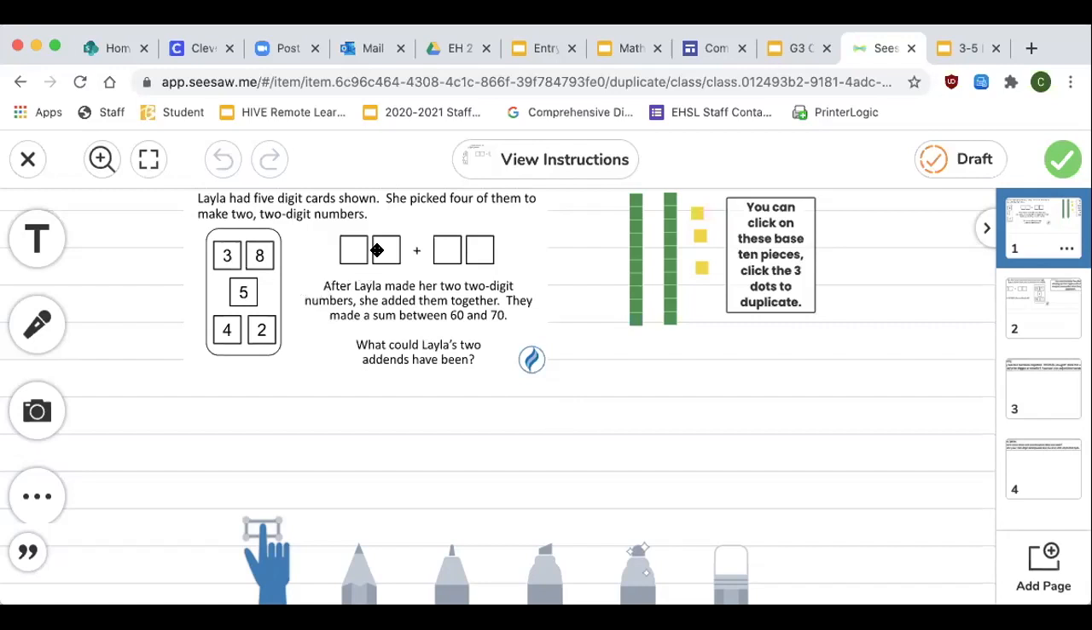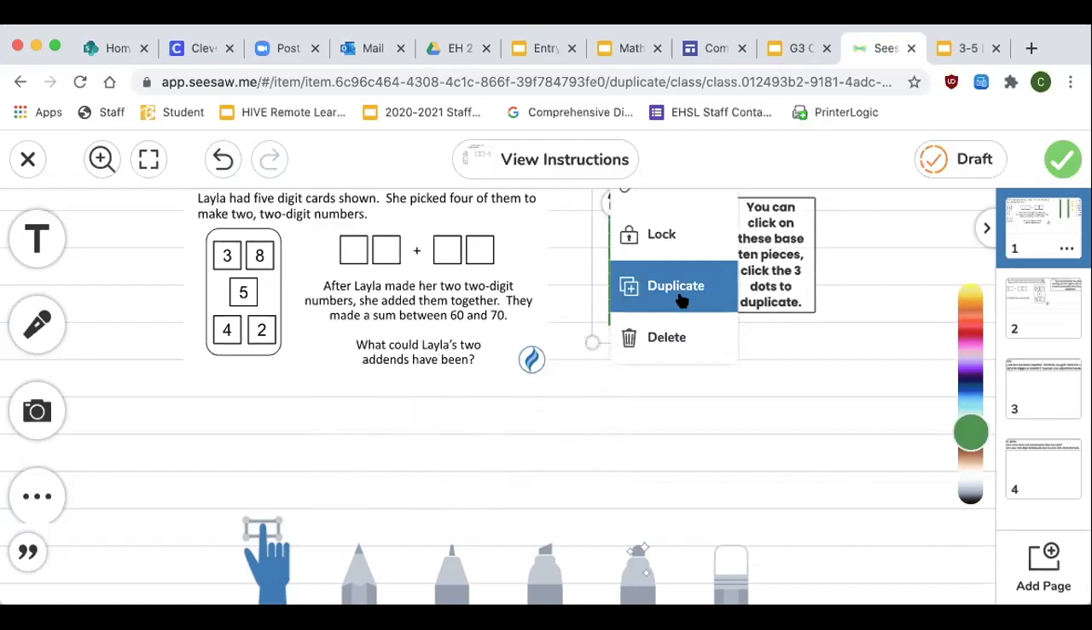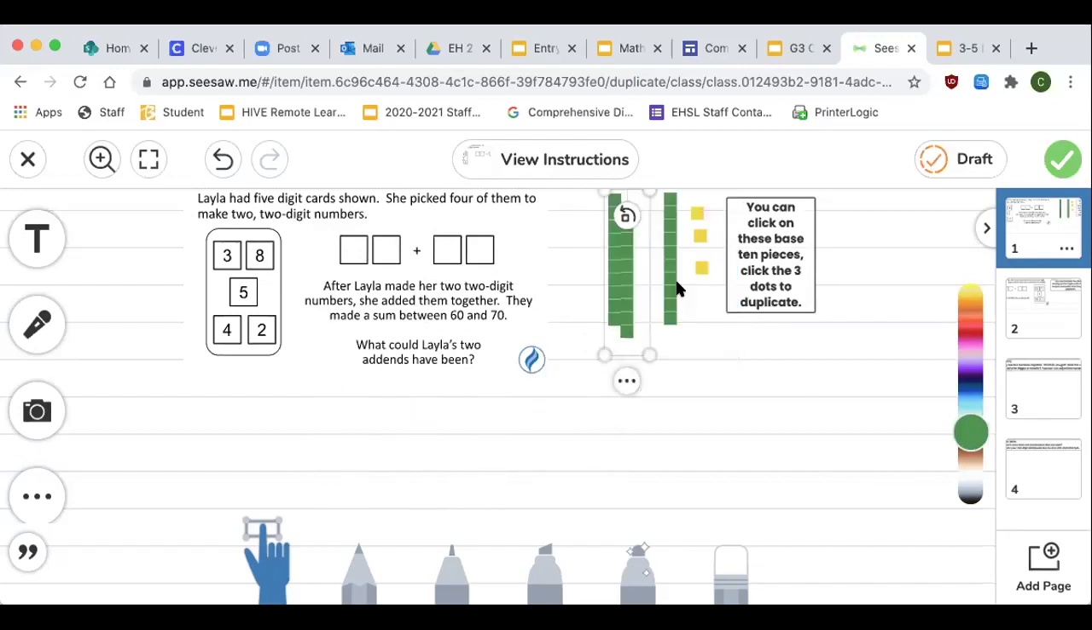I know it's a lot of words, guys. Addends, the numbers you add together to get the sum. Now, do you see these base 10 blocks here? Guess what? You can use them and make more. So if I highlight one of them and I click the 3 dots and I look for that word duplicate, duplicate means to make again.